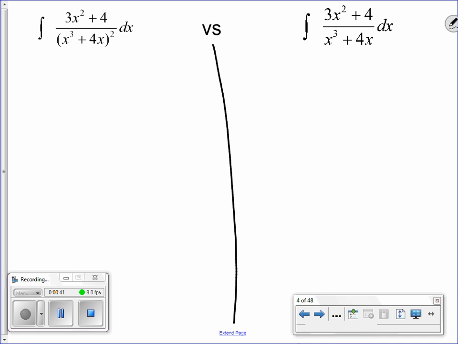Look at these two problems. Okay, we're going to do the one on the left first. Oh yeah, you missed a lot. You're not going to know what's going on.